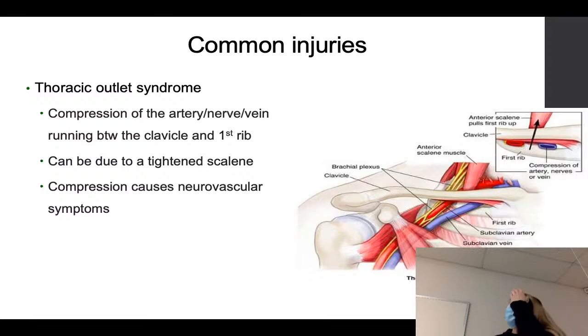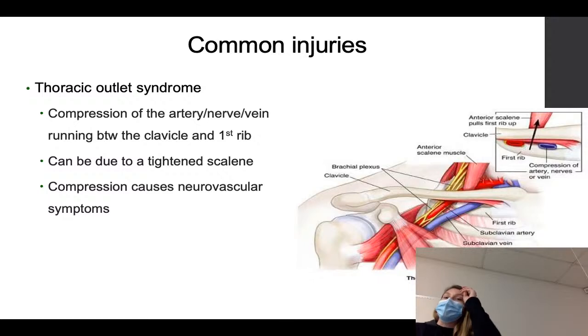So starting with this first one, this is what I kind of alluded to when talking about the scalenes. Thoracic outlet syndrome occurs because you have all of the blood supply going to your arms and all of the nerves going underneath your clavicle, but on top of that first rib. You also have your brachial plexus, which is a bundle of all of the nerves of your arms that go right underneath this clavicle and sit in between that first and second rib and the clavicle.